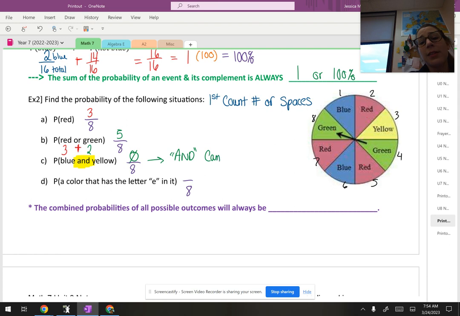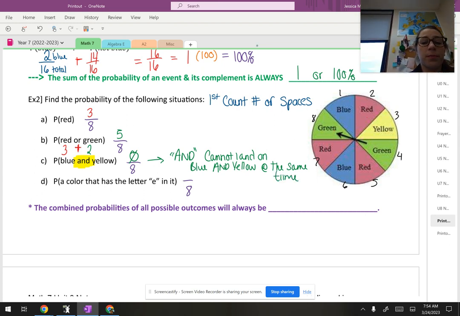We cannot land on blue and yellow at the same time. And that's super important to understand. Just scooch this over.